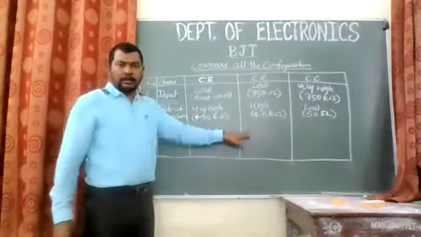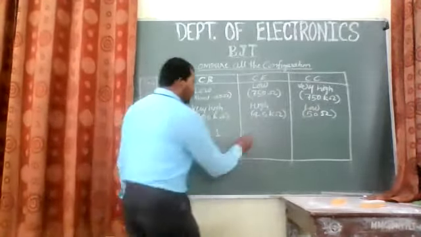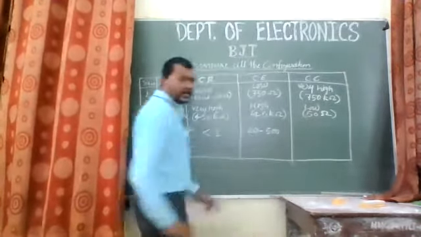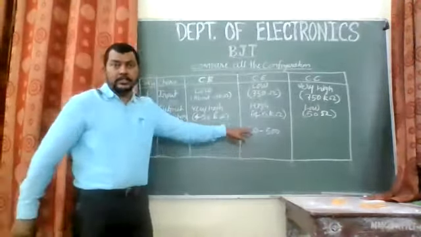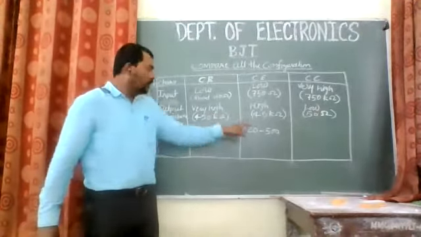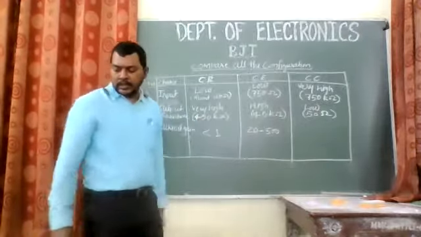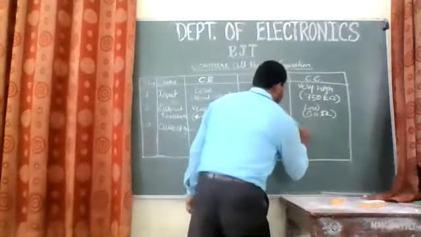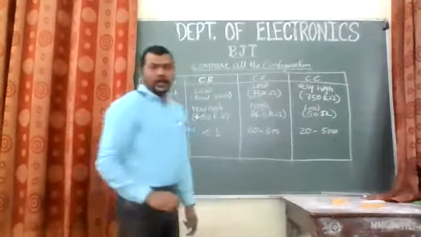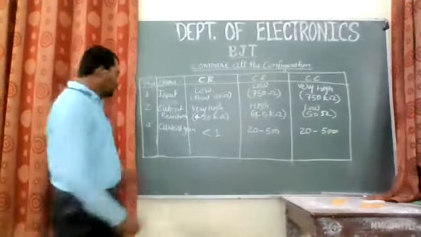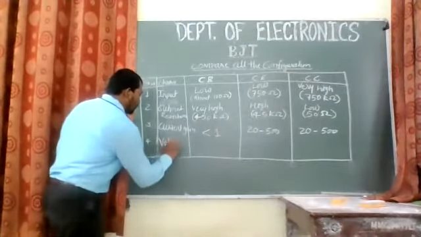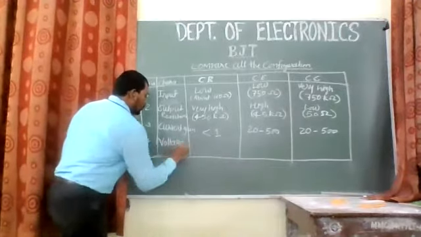The current gain in the common emitter amplifier is 20 to 500. It is a unitless quantity. This is the base current amplification factor. This was the current amplification factor alpha. This was beta. And the last one is again very high, around the same 20 to 500. Okay. And the fourth characteristic that we need to consider is the voltage gain, right? So this is the voltage gain.